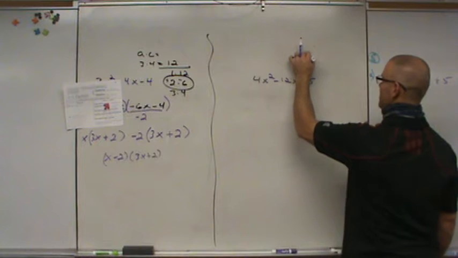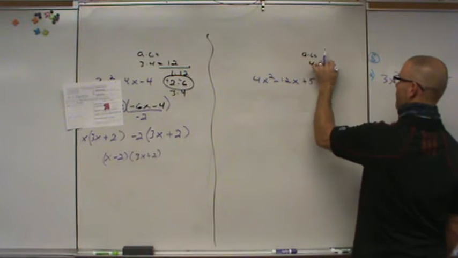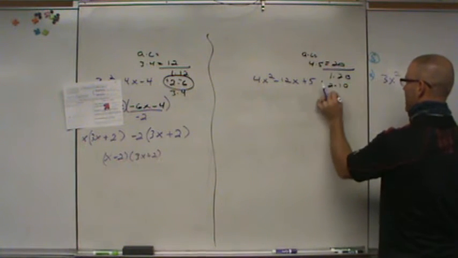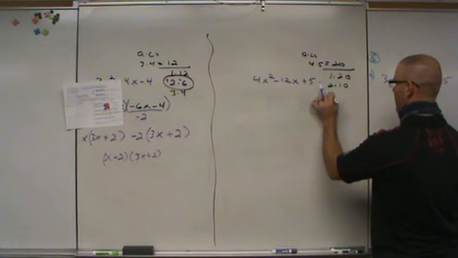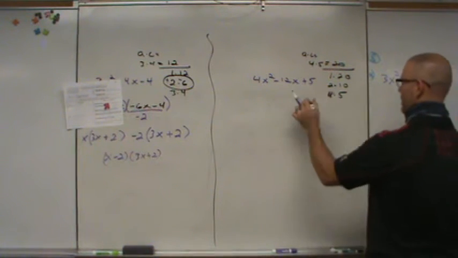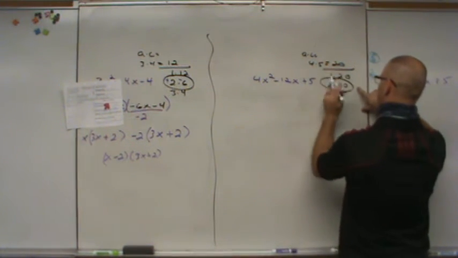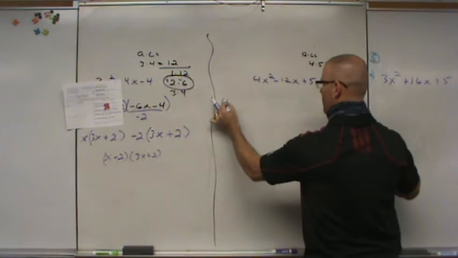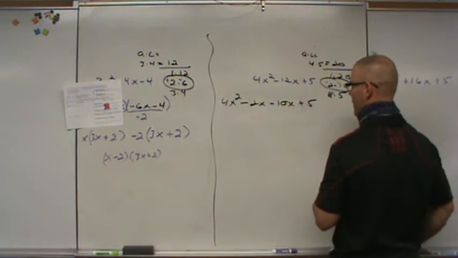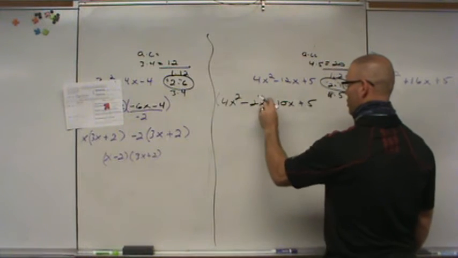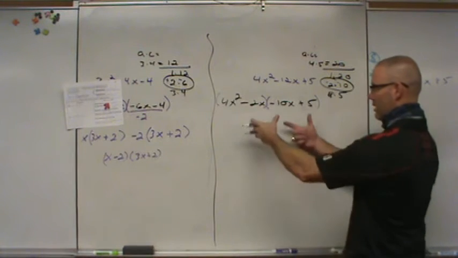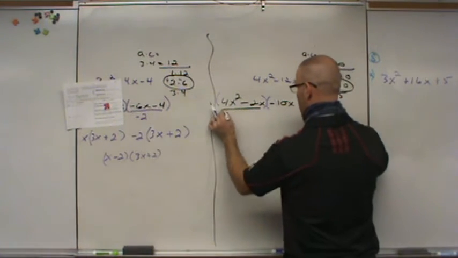I'm going to multiply A times C, or 4 times 5, which is 20, and I'm going to list its factors. 1 and 20, 2 and 10, 3 is not a factor, 4 and 5, 5 is listed, 6 no, 7 no, 8 no, 9 no, 10 listed. Done. Which factors give me negative 12? I want a negative 2 and a negative 10: 4x squared, minus 2x, minus 10x, plus 5. Group, and make sure that you include the negative with the 10, okay? Be cautious of that. And GCF, this is the part where a lot of students get confused, okay?